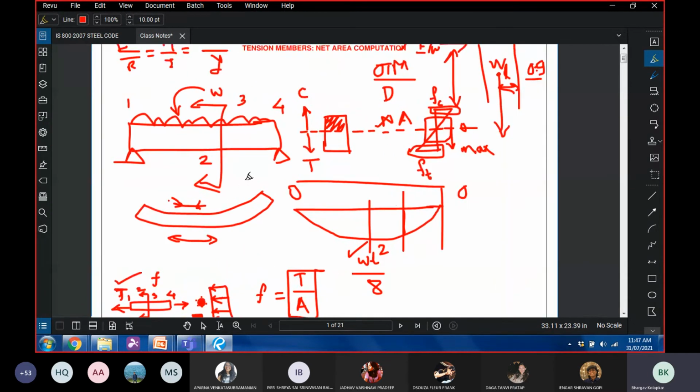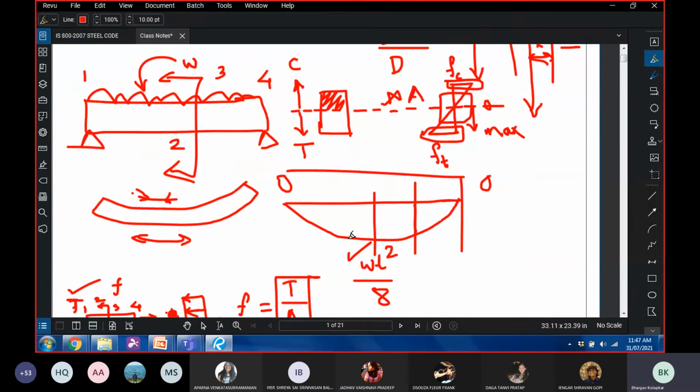So, how do we design a beam? Now, why do we need these bending moment diagrams? Why do we need force diagrams? Because we have to understand what is the maximum value of bending moment and where does it occur. So in this case of a simply supported beam, it will occur at the center of the beam and the value is wL square by 8.